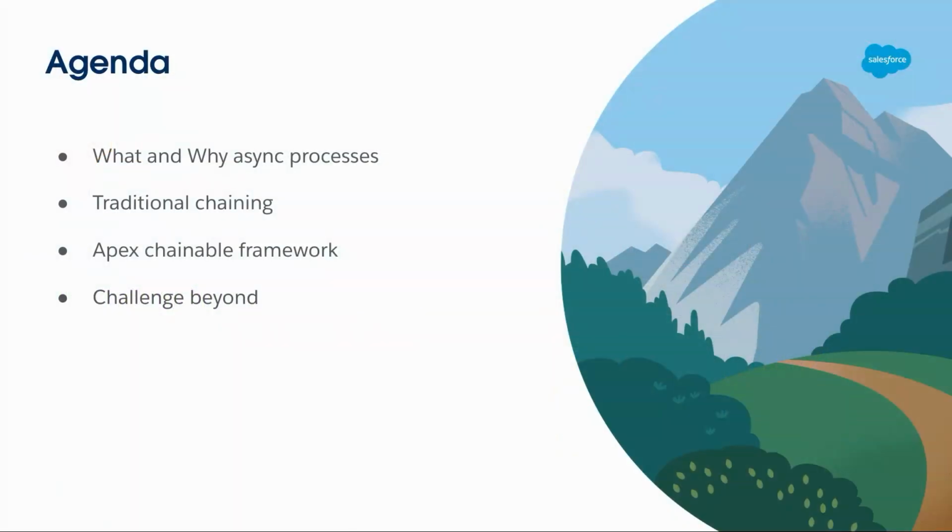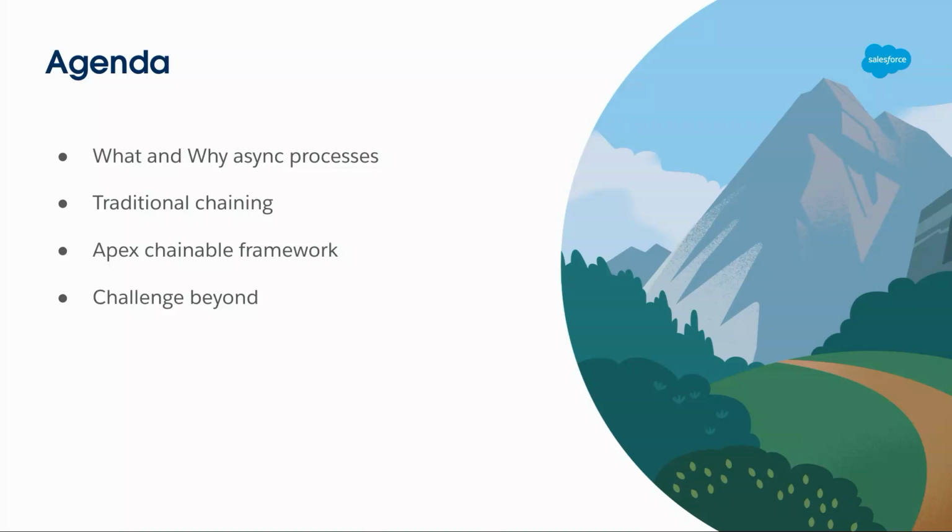Here's a quick agenda of what we're going to cover. We're going to talk about what async processes are and why we should use them, and we're just going to cover that very superficially because there was a session yesterday. It's going to be repeated tomorrow about the architect guide for asynchronous processing. I would really encourage you to take a look at that one if it's of interest to you, because we're just going to cover a few details in that case.